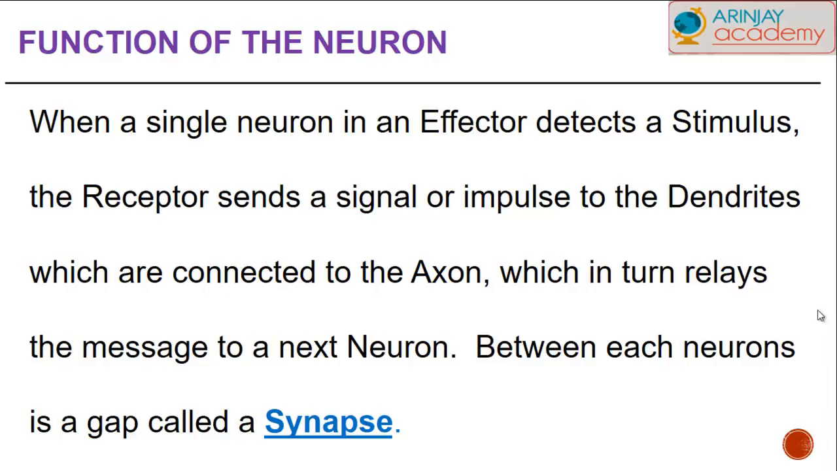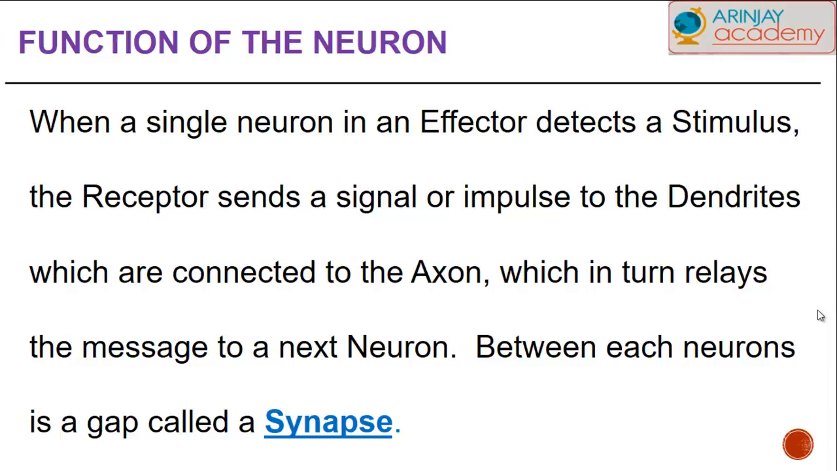What is the function of the neuron? When a single neuron in an effector, like a muscle, detects a stimulus, the receptor from the muscle sends a signal or impulse to the dendrites, which are connected to the axon, which in turn relays the message to the next neuron. Neurons are not interconnected because there is a space or a gap dividing them.